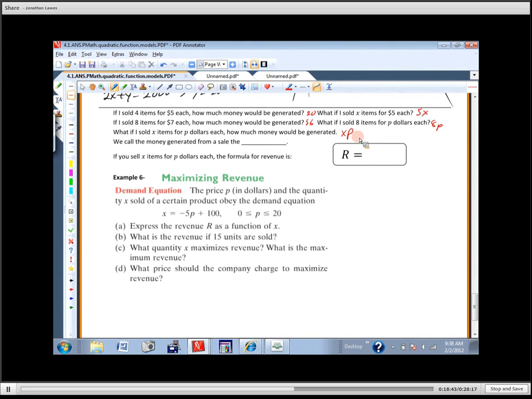You take the number you sell times how much you sold them for, and that's how much money is generated. Does anybody know what we call the money that's generated from a sale? There's a special word for it. Revenue. Revenue.